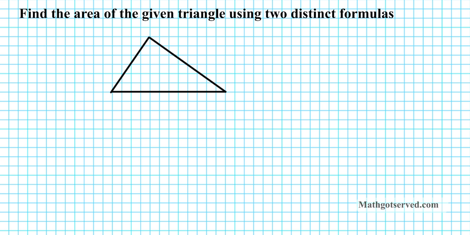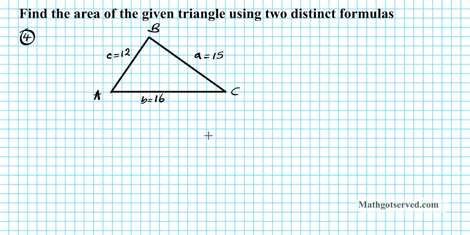All right, now let's take a look at question number 4. Question 4, we're to find the area of the given triangle using two distinct formulas. Okay, so let's say we have triangle ABC as illustrated here. Side B is 16, side A is 15, and side C is 12.